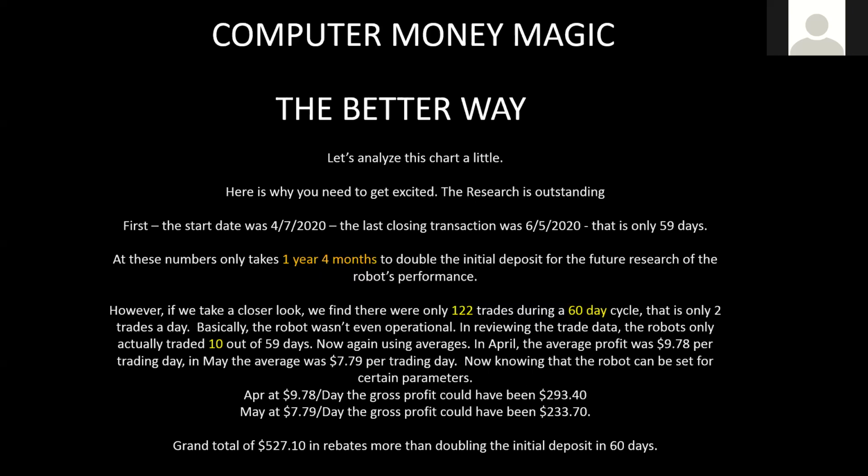Now, again, using those averages, if we were to get the robot to trade every single day, in April, the average profit was $9.78 per day. In May, the average trading was $7.79 per trading day. Now, knowing that we can set the robot and set those parameters to run 24 hours a day, even if he only made $9.78 a day and $7.79 a day, throughout that whole 60-day cycle, we would have a grand total of approximately $527. So that more than doubles your initial deposit in 60 days.